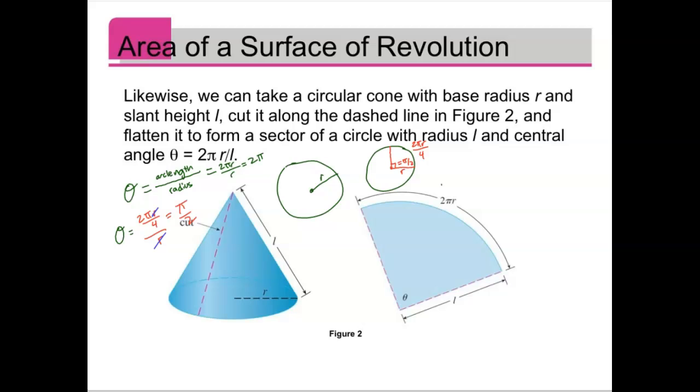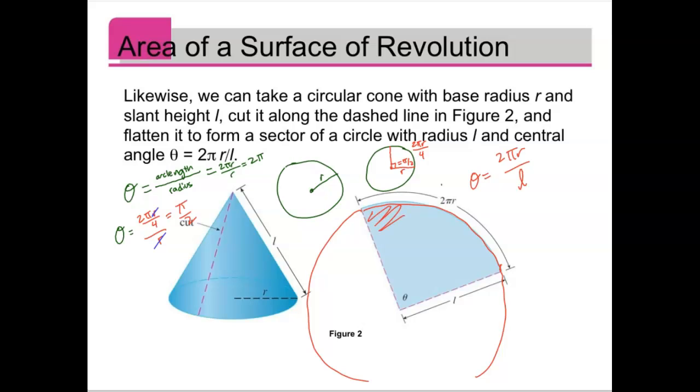So now I want to go back to our circle. Theta would then be defined as the arc length, which is 2 pi r, that's this, divided by the radius of the bigger circle, which is L. And that's for this circle here, right? Okay.